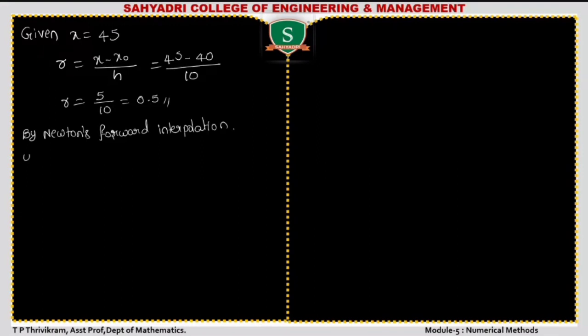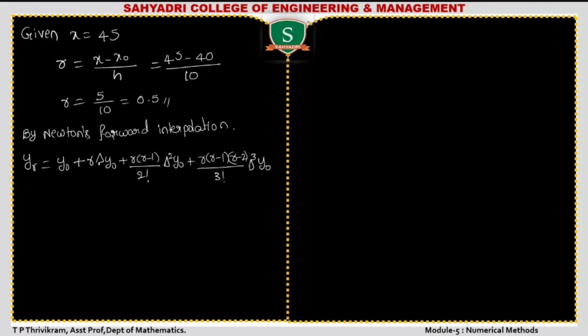Okay, so y_r is equal to y_0 plus r into delta y_0, plus r into (r minus 1) divided by 2 factorial into del squared y_0, plus r into (r minus 1) into (r minus 2) divided by 3 factorial into del cubed y_0, till del power 4 we have done, right? So r into (r minus 1) into (r minus 2) into (r minus 3) divided by 4 factorial del power 4 y_0.